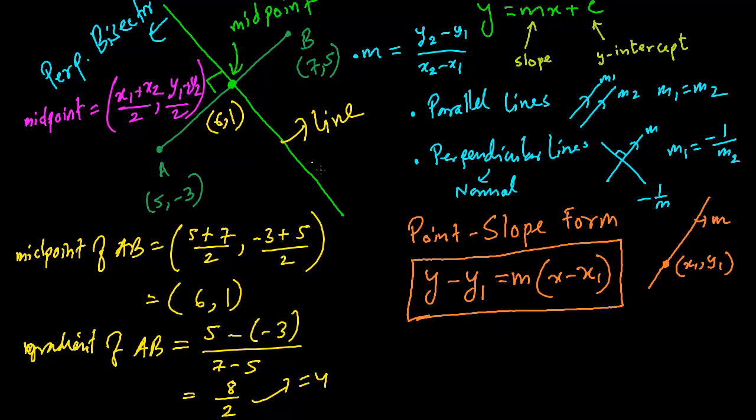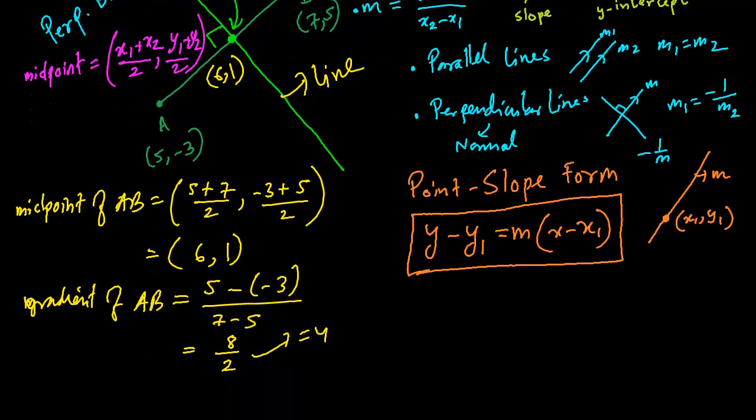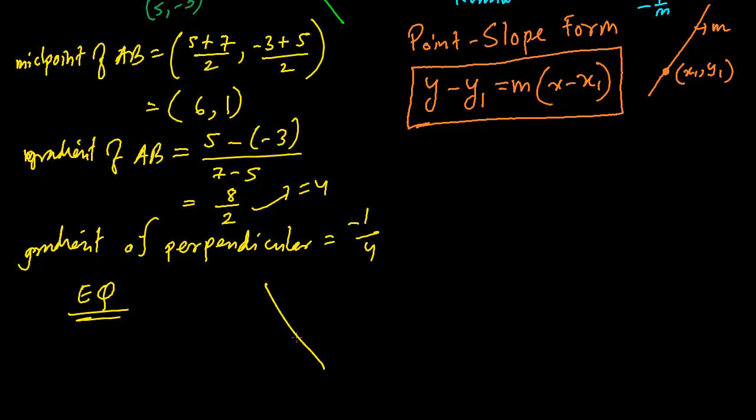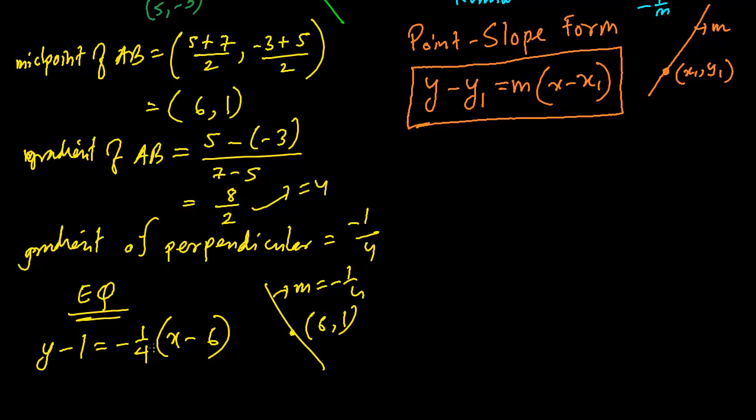So if the gradient of AB is 4, then the gradient of the perpendicular bisector is the negative reciprocal, minus 1 by 4. So the equation is going to be, it's a line that passes through the point 6, 1 and has gradient minus 1 by 4. So the equation will be y minus y1 equals m, which is minus 1 by 4, times x minus x1, and you can simplify this.